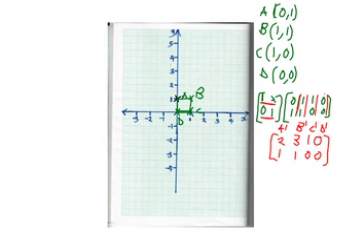So if we can locate A prime, the point A will move to 2, 1. So it will be at this point, that is A prime.